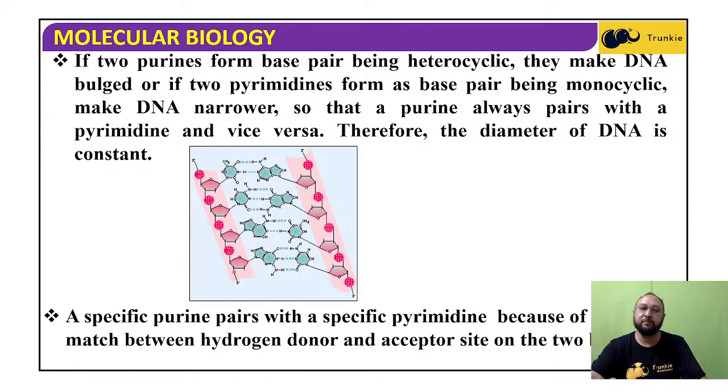A specific purine pairs with a specific pyrimidine because of a perfect match between the hydrogen donor and acceptor sites on the two bases. A specific purine will form hydrogen bonds only with a specific pyrimidine.